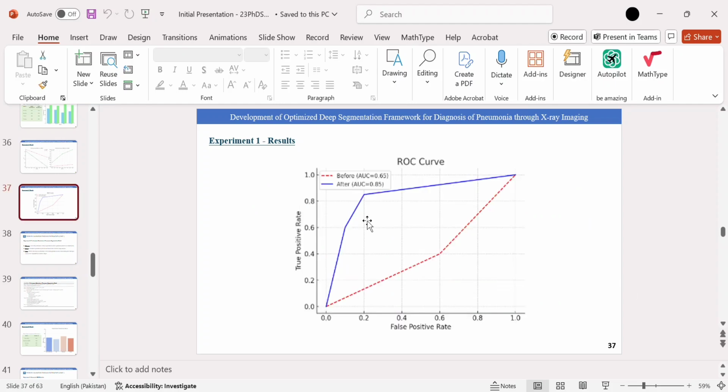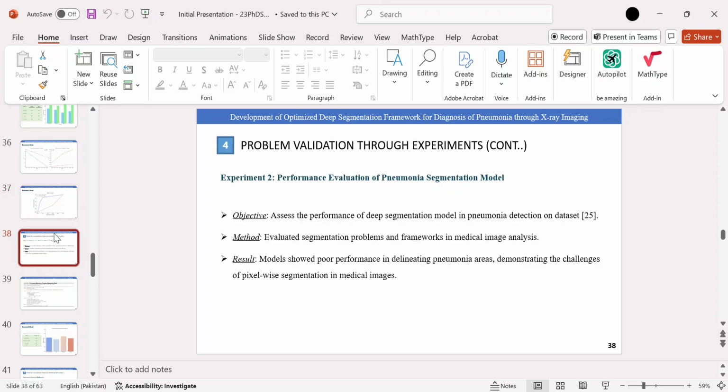And this is the ROC curve of this experiment. The ROC curve basically shows how well a model distinguishes between the two classes, pneumonia positive and pneumonia negative. And after the data pre-processing techniques, you see the accuracy is 85%, and before it says 65%.